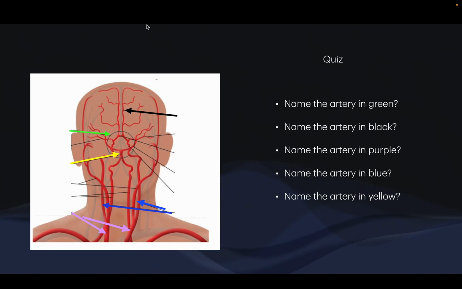Next one is name the artery in blue. That's going to be the internal carotid arteries. And lastly, name the artery in yellow. That's going to be the basilar artery. And that concludes the quiz. I hope you guys did well.